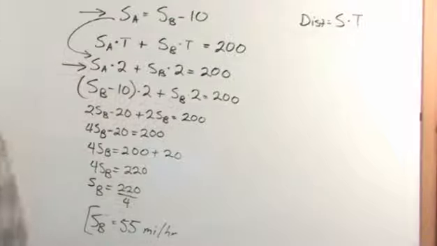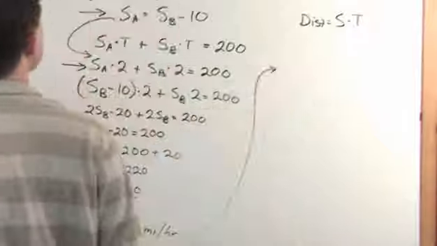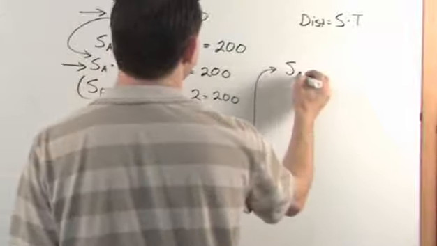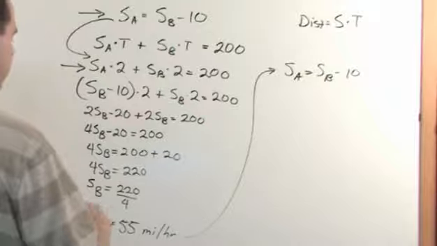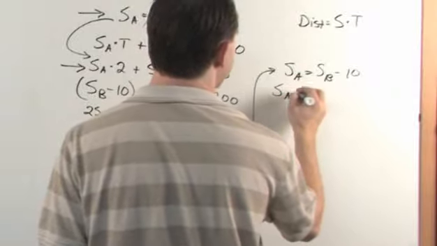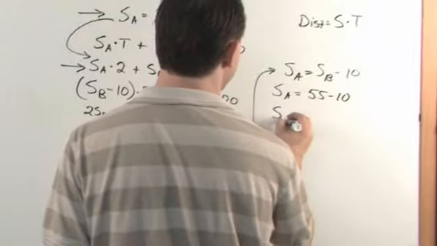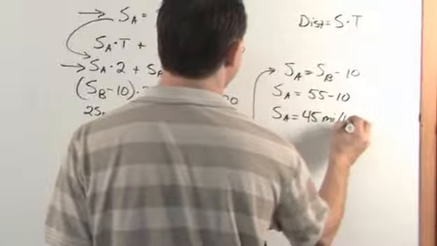Okay, so we've solved for one of the two speeds. Person B's speed is 55 miles an hour, and to find the speed of the other person, you just plug it back into one of your other equations, so I'm going to use this one. SA is equal to SB minus 10. Okay, so the next thing we're going to do is take this and plug it in. So SA is equal to 55 minus 10. So SA is equal to 45 miles per hour.